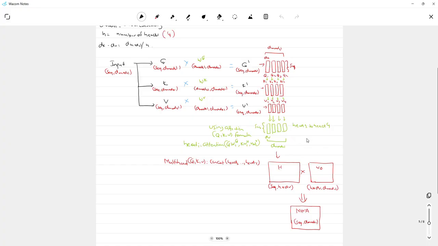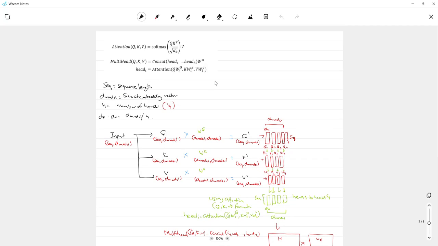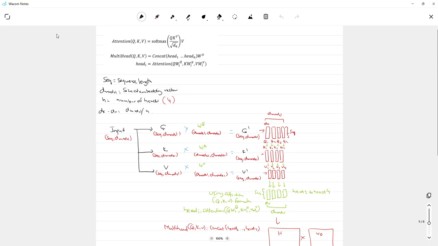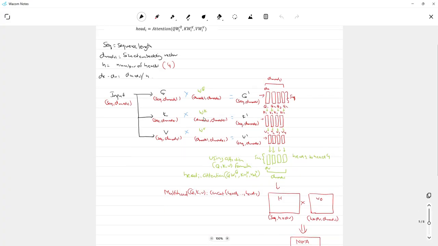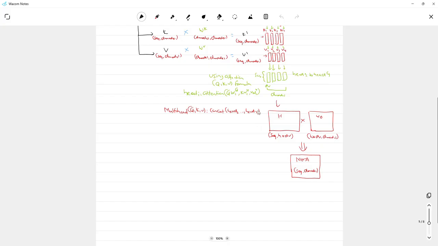Then the H independent single head attention operations are performed simultaneously. For each head i, we compute head i equal to attention of Q prime, K prime, and V prime using the scaled dot product formula. Each head i output has dimensions sequence length by dv, which means 6 by 128.